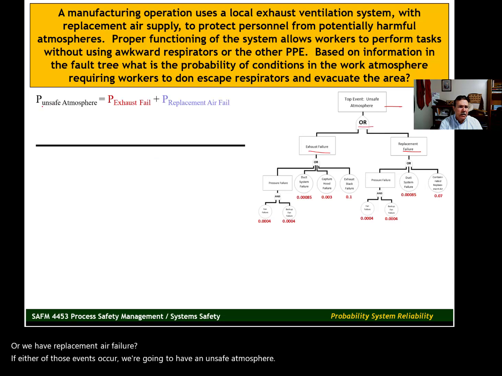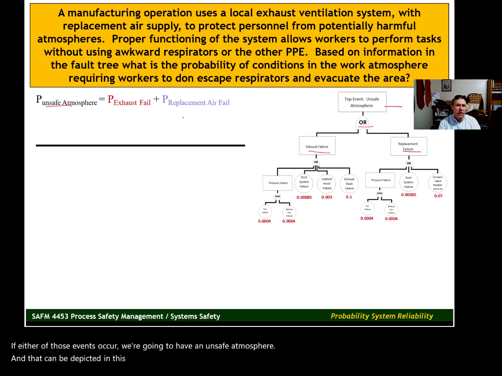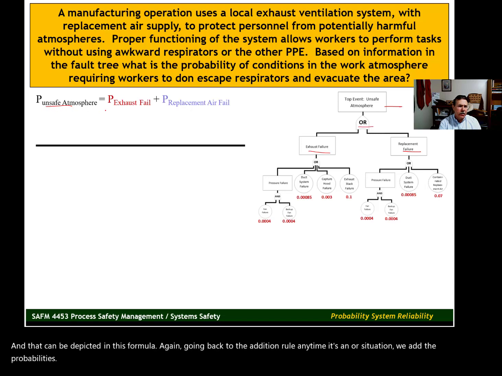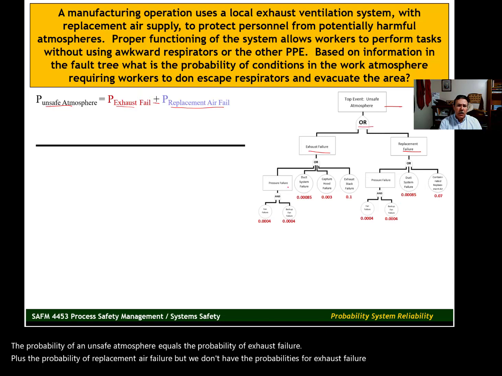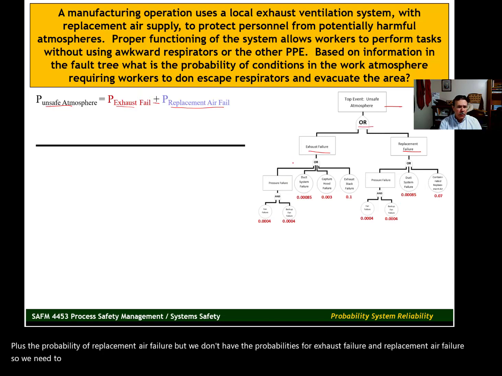And that can be depicted in this formula. Again, going back to the addition rule. Anytime it's an OR situation, we add the probabilities. The probability of an unsafe atmosphere equals the probability of exhaust failure plus the probability of replacement air failure. But we don't have the probabilities for exhaust failure and replacement air failure. So we need to work further down the fault tree to the basic events where we have those probability values. So we need to find the probability of exhaust failure.